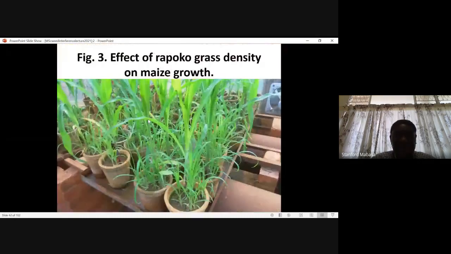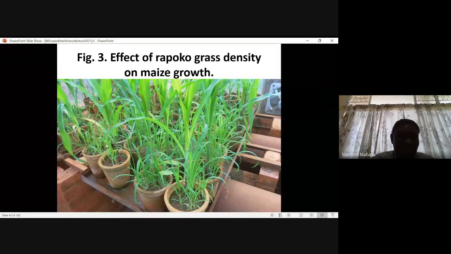You can see, like in this experiment, where Eleusine indica was varied from pots without Eleusine, which is 0, to 2 plants per pot, then 6 and so on, up to 12 plants per pot. But in each pot, you just have one maize plant, which is constant.